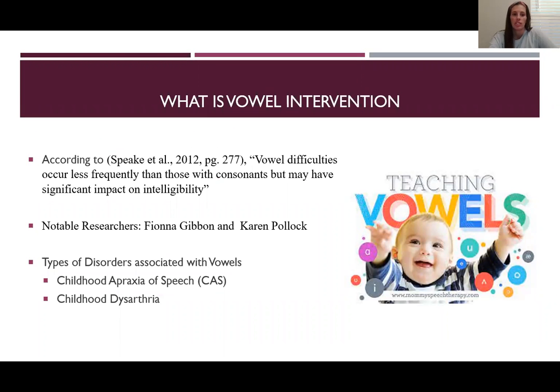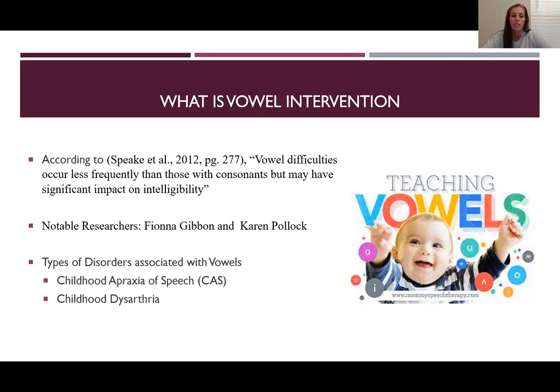What is vowel intervention? Vowel intervention is an approach that targets vowel production in children with speech sound disorders. According to Speake et al., vowel difficulties occur less frequently than those with consonants, but may have significant impact on intelligibility. Some notable researchers are Fiona Gibbon and Karen Pollock. Types of disorders associated with vowels are childhood apraxia and childhood dysarthria.